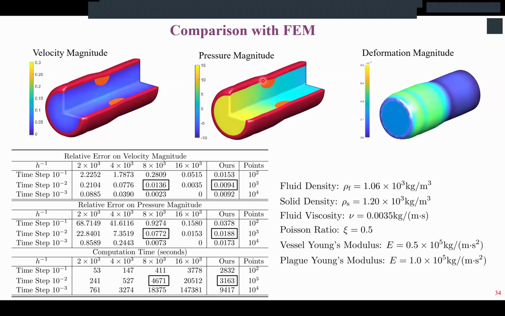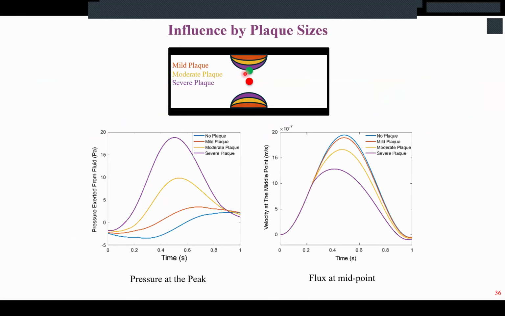We also investigated how different sizes of the plug could influence the fluid dynamics and also the pressure assigned over the plugs. As we can see from these two plots, a larger plug will make the pressure larger at the green point, which is the peak of the plug.